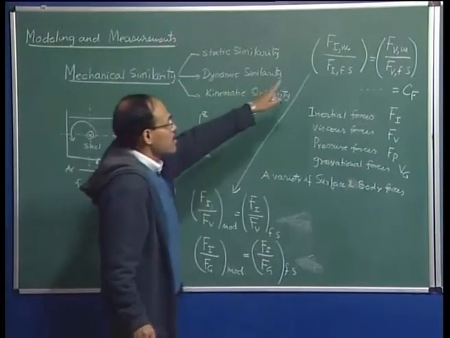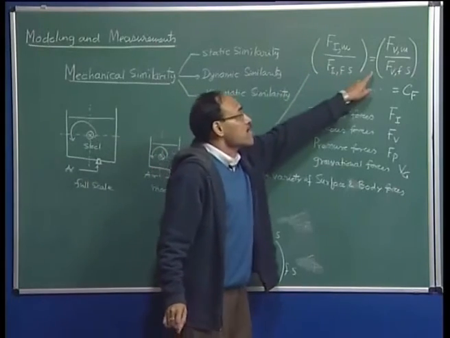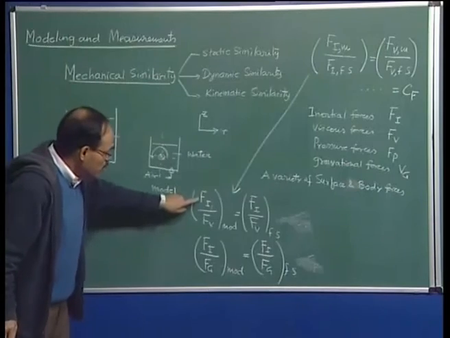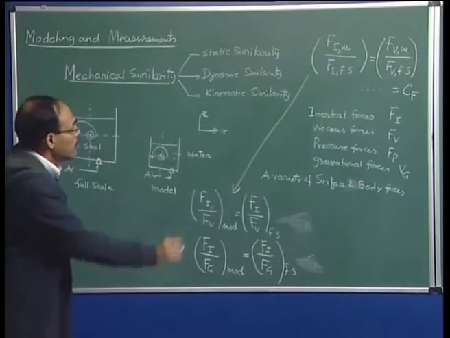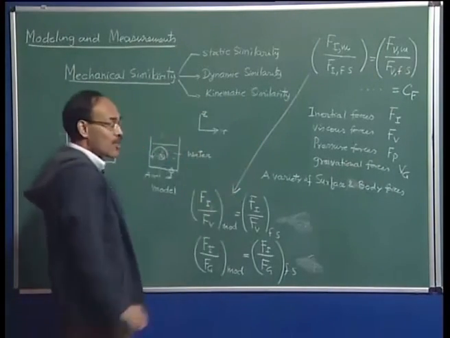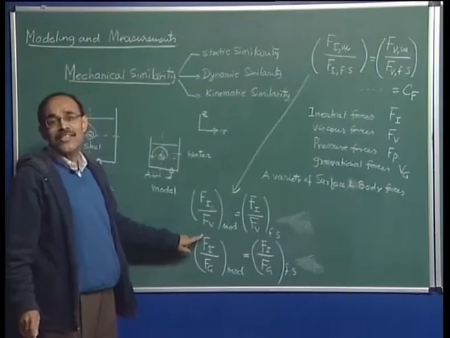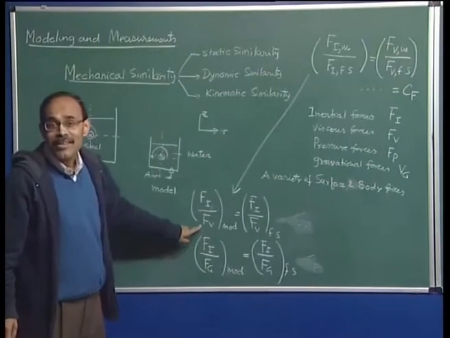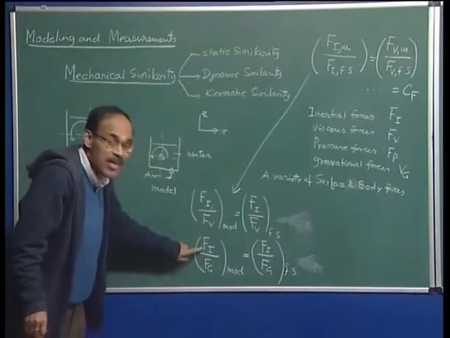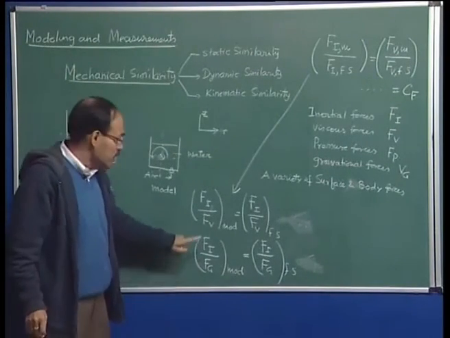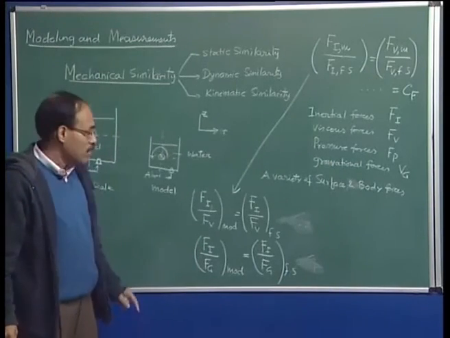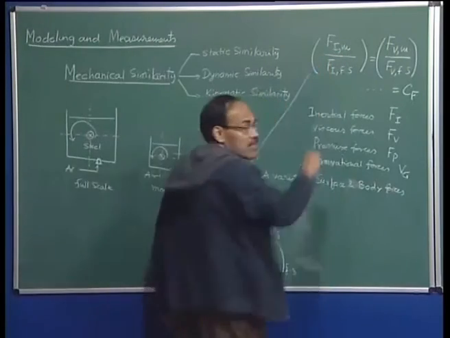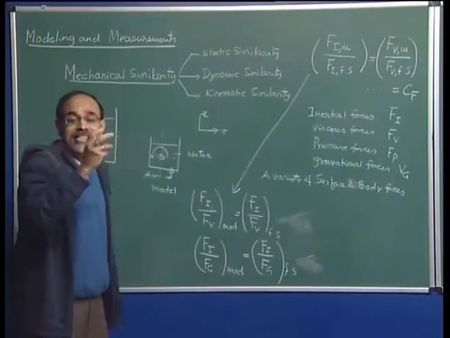So, the fundamental statement of dynamic similarity is this, and from this I can derive this particular expression, which you see is more convenient for us to deal with. What is the ratio of inertial to viscous forces? The ratio of inertial to viscous forces is nothing but the Reynolds number. The ratio of inertial to gravitational forces is nothing but the Froude number.